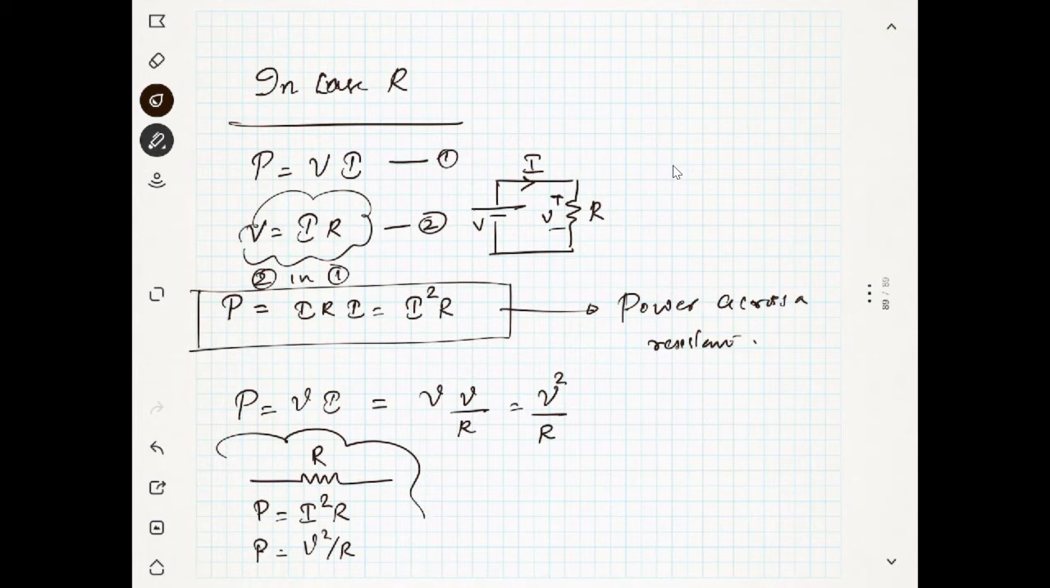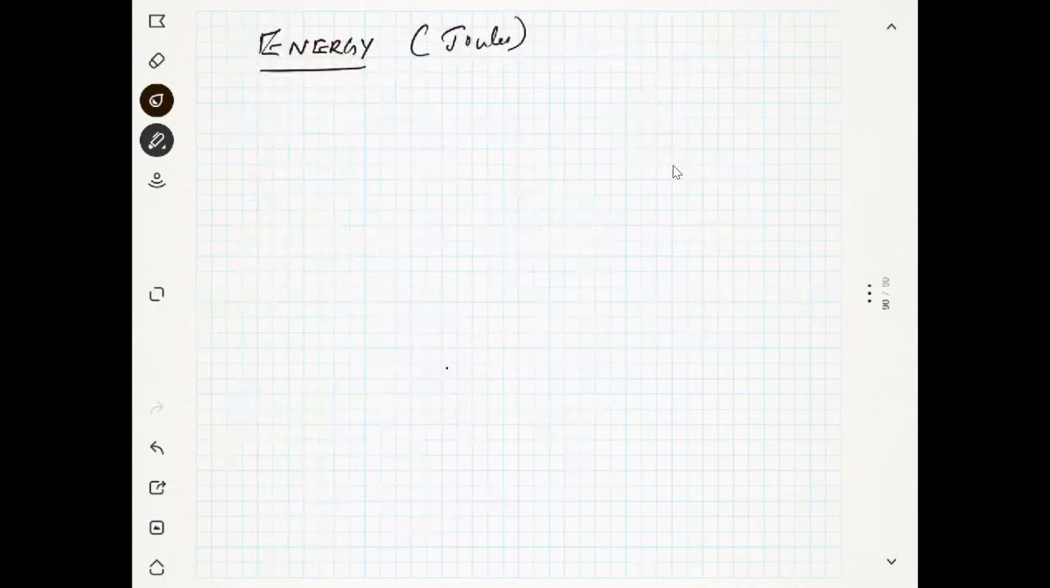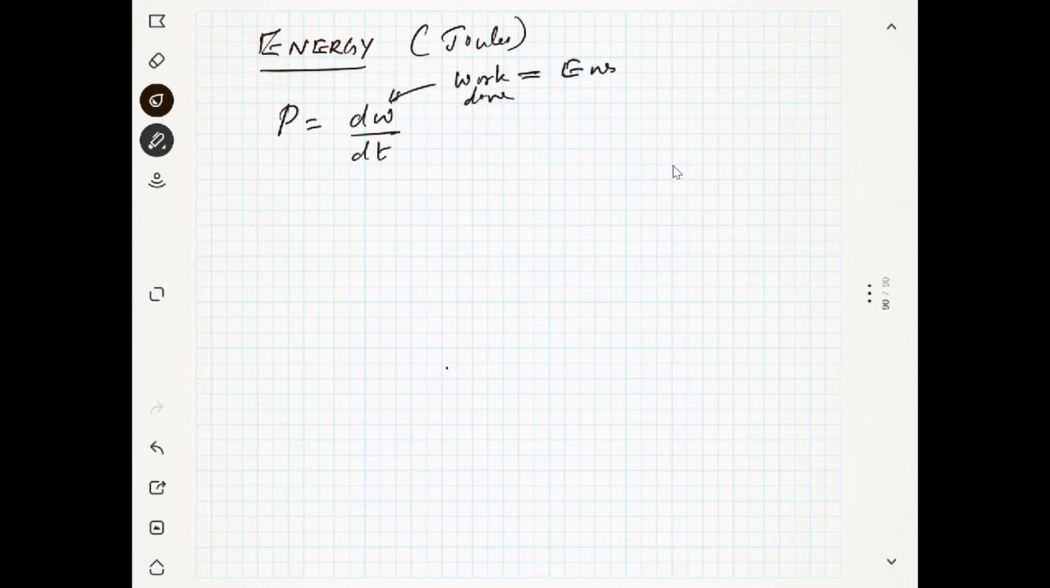Now we will see what is energy. And what is the unit of power? I forgot to tell you the unit of power. It's watts. Watts is nothing but joules per second. Joules is the unit of energy. So you know that power is equal to dW by dt, and this work done is nothing but the energy. It is the work done by the charge actually.